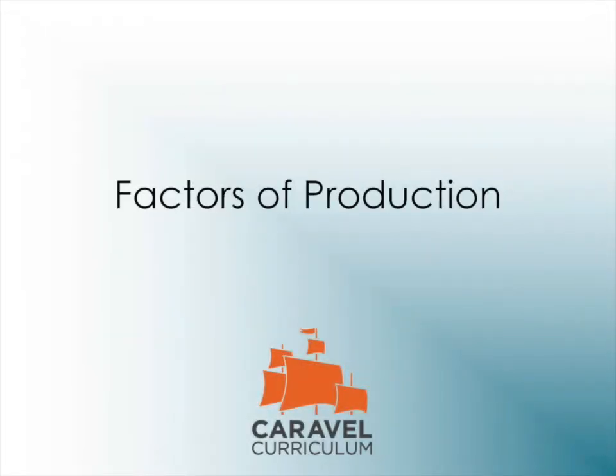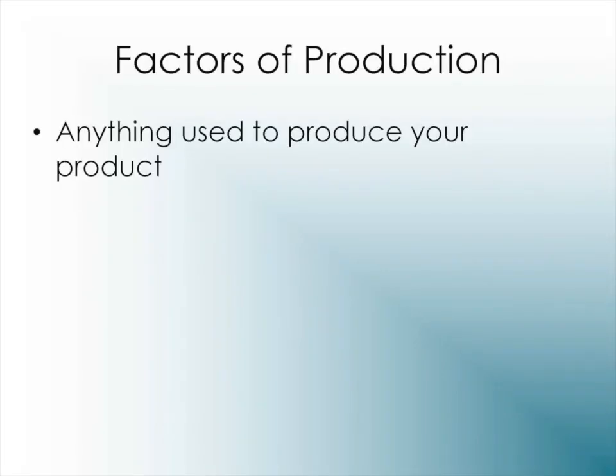The last thing that we need to talk about is factors of production. What are factors of production? Well, factors of production are all the things used to produce goods or services. All the things that you would need if you were a business owner to make a good. And there's usually three categories of factors of production. Everything that you use in your business to produce a product can be broken down into one of these categories.